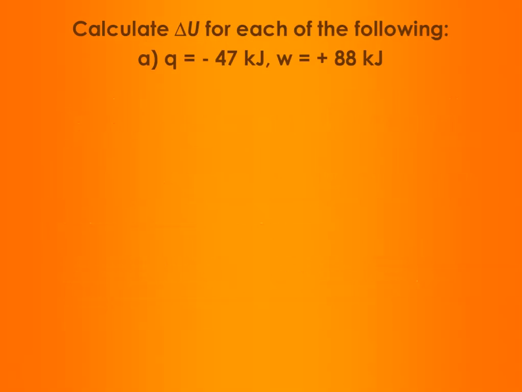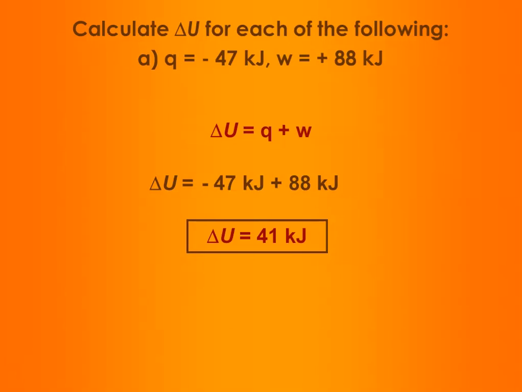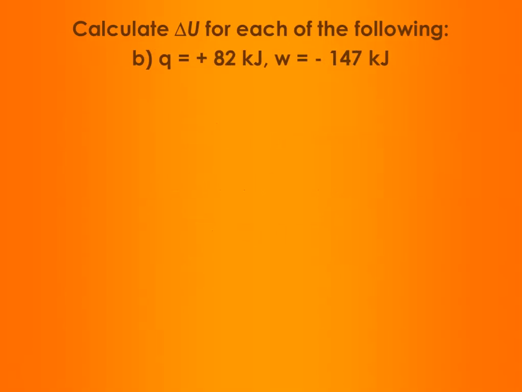So for these first two, we're just going to calculate delta U. You're being told what the signs are for Q and W. Here Q is negative, so that's an exothermic change. The work term is positive, so work is being done to the system. So when you combine those together, we get that the internal energy change is a positive one, that 41 kilojoules of energy is being provided to the system.